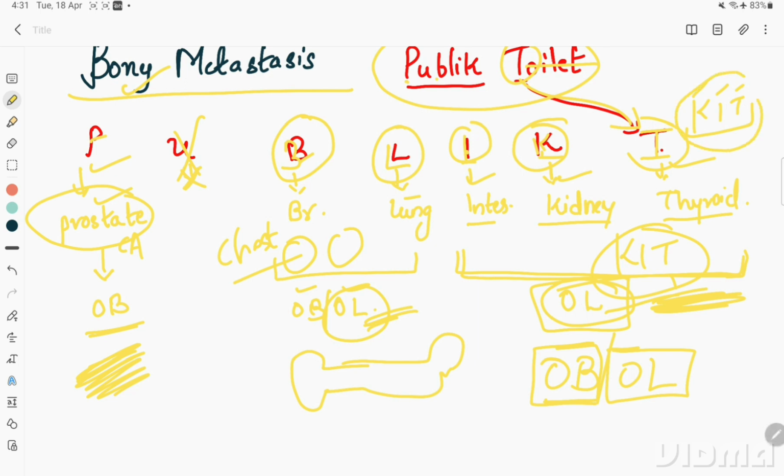So whenever you buy a kit, guys, you have to break it or open it to get the things inside from it, right? So remember it that way. So intestine, kidney and thyroid will have an osteolytic activity over the bone. That's it.